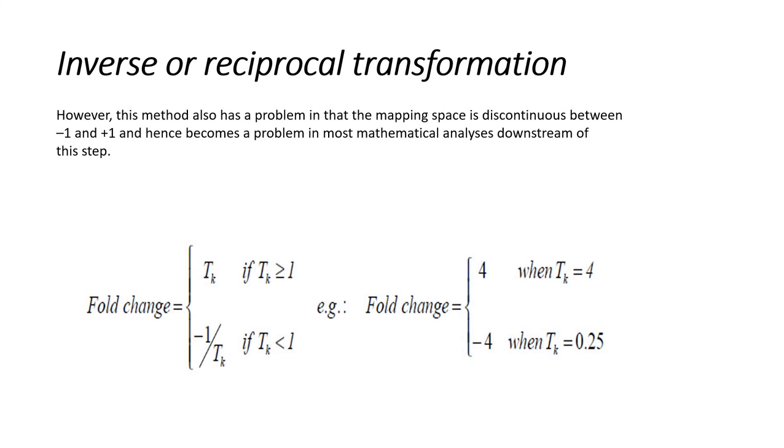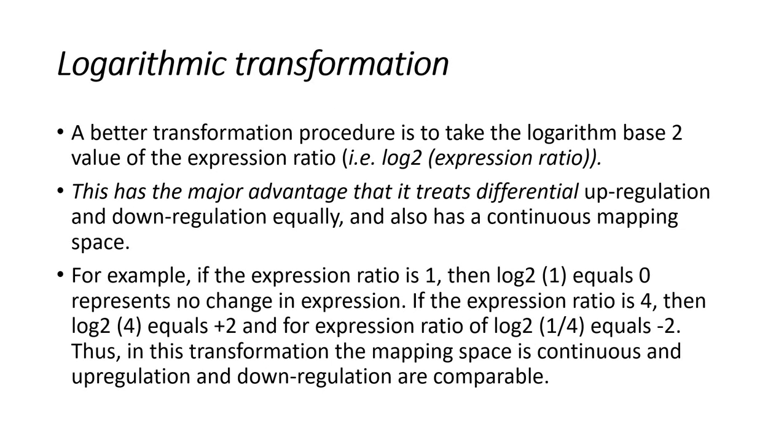So what is another method? Logarithmic transformation, a better transformation procedure. Comparatively, logarithmic transformation is considered the best method. What happens in this is we take the logarithm of base 2 of the expression ratio, like log 2 expression ratio. So what is the benefit of this?